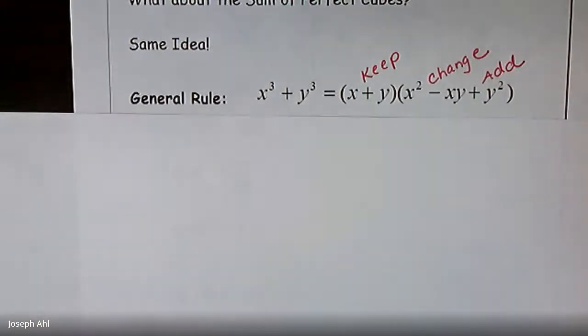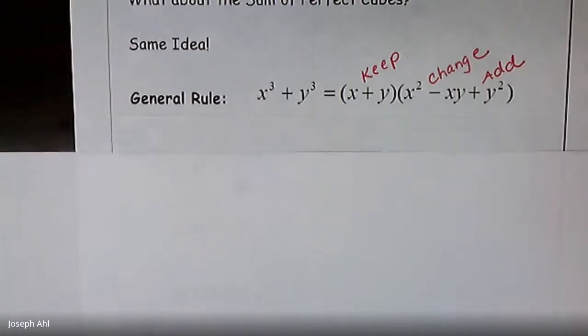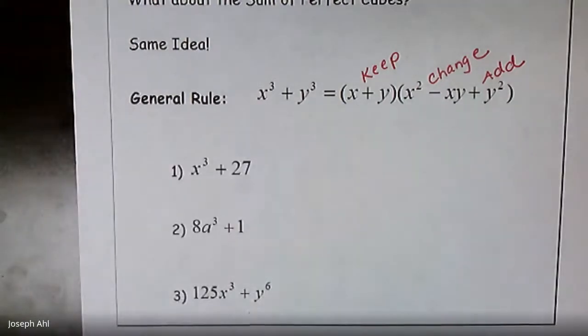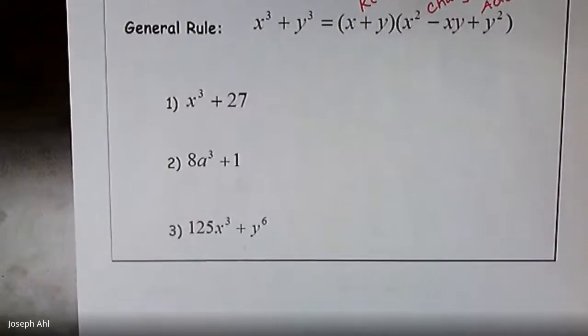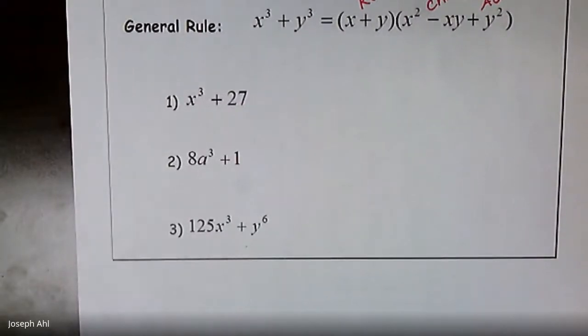So if you compare this to the last technique of difference of perfect cubes, this idea of keep, change, add will apply for that technique as well. So if that helps you to break down how to do the signs, that's something that we can make simple mistakes with, but it's not a huge deal. All right, if you got down that rule, let's try some factoring with some sum of perfect cubes.